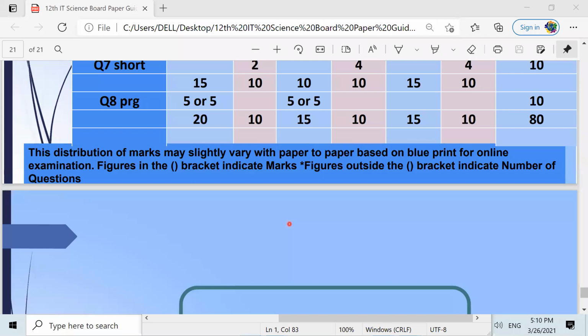Sir, will the HSC board officially release a question bank for IT as it has done for other subjects? We have not got any confirmation from the HSC board yet about the IT subject.